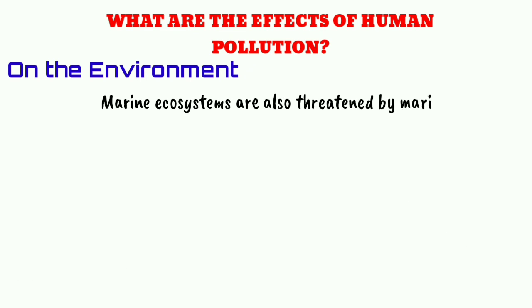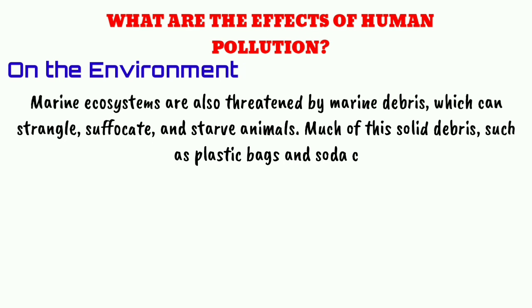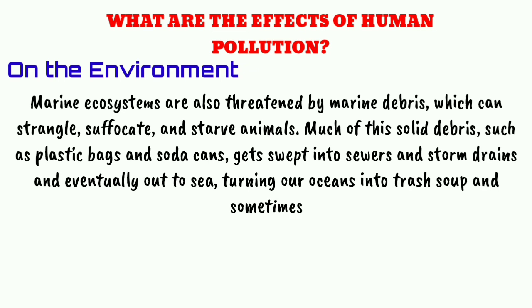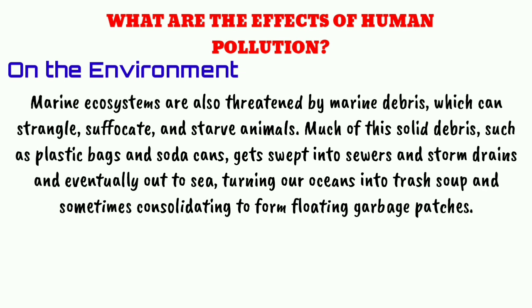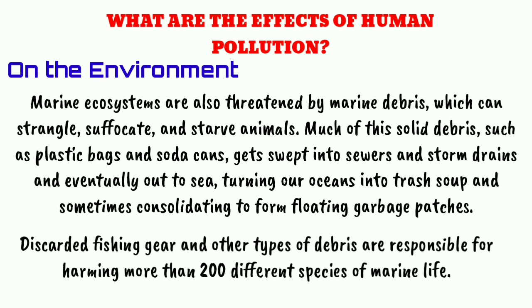Marine ecosystems are also threatened by marine debris, which can strangle, suffocate, and starve animals. Much of the solid debris, such as plastic bags and soda cans, gets swept into sewers and storm drains and eventually out to sea, turning our oceans into a plastic soup and sometimes consolidating to form floating garbage patches. Discarded fishing gear and other types of debris are responsible for harming more than 200 different species of marine life.